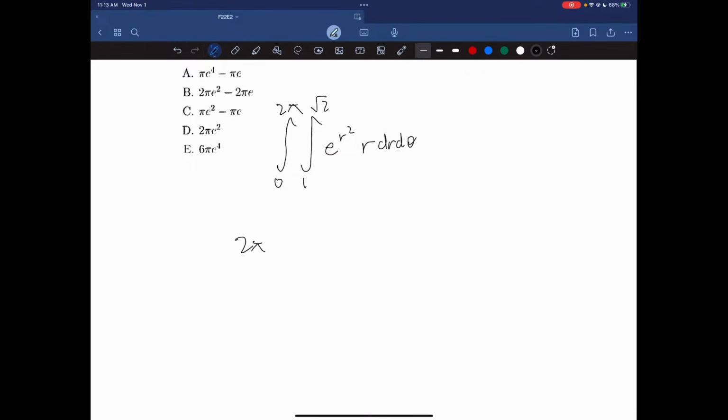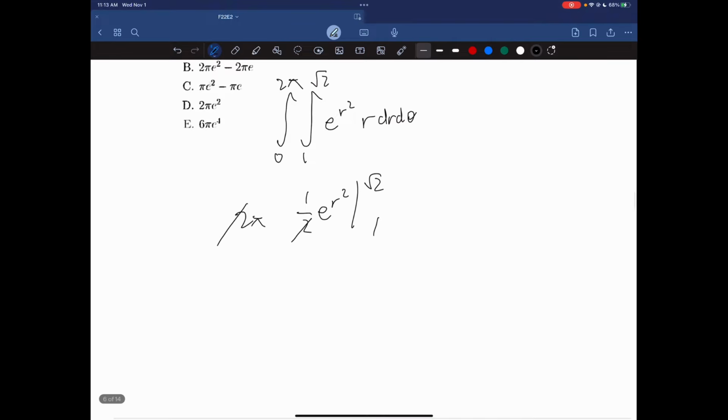We can just do top minus bottom, and in this case, it's just 2 pi minus 0, which is just 2 pi. And then the integral of this thing right here, r times e to the r squared, is just going to be e to the r squared, 1/2 of that. And I guess we can just cancel that out. Evaluate it from 1 to root 2. We're going to get pi times e squared minus e. And that is c. Just by distributing that, we're going to get the same answer.